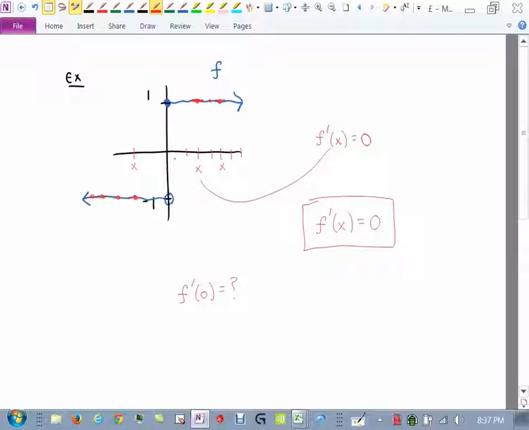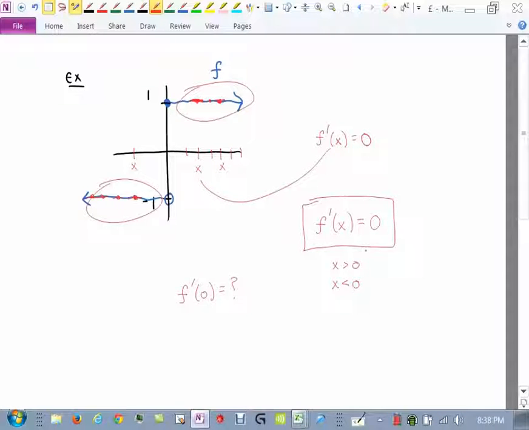I just really wanted you to see how these slopes were 0. So it looks like this derivative is going to be 0 whenever x is bigger than 0, and whenever x is less than 0, we know that our derivative is 0. Okay, let's take a look at another graph.